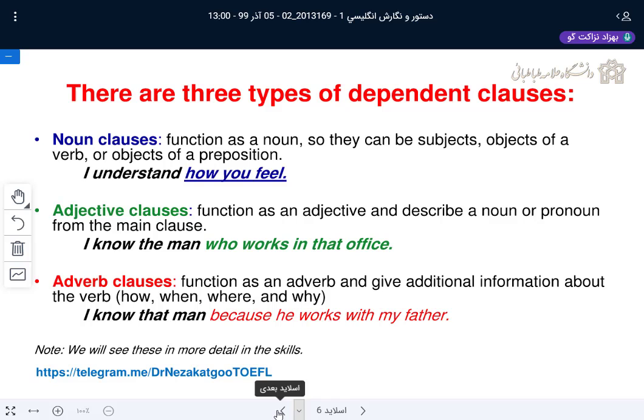So if you don't see the subject, who should work as the subject at the same time. So the who is the subject and verb at the same time. Who works in the office.